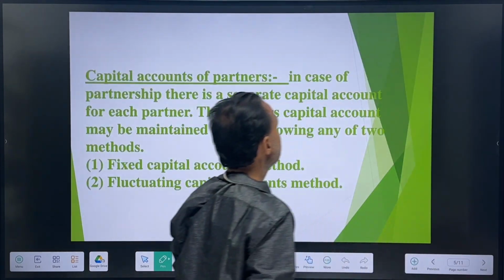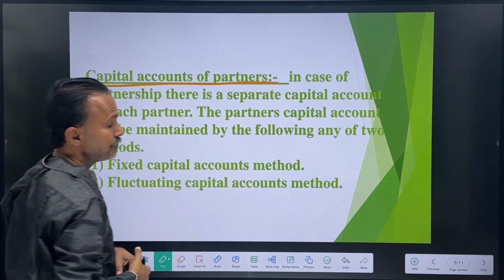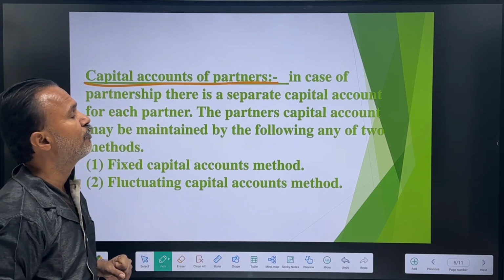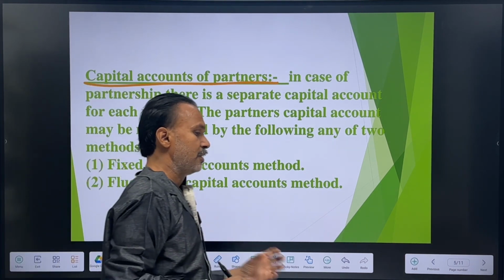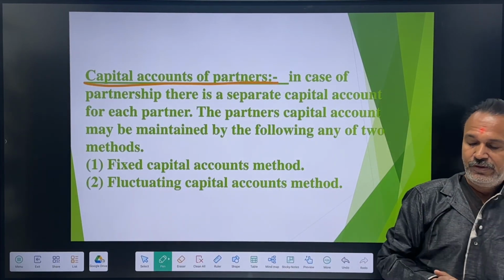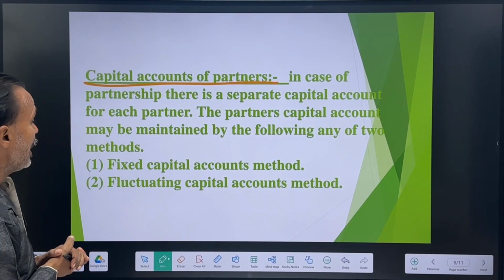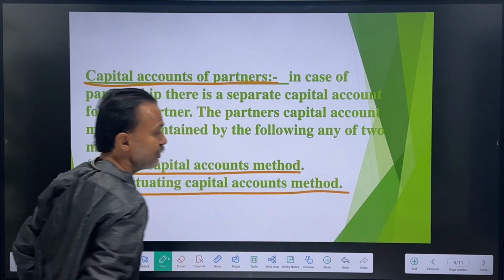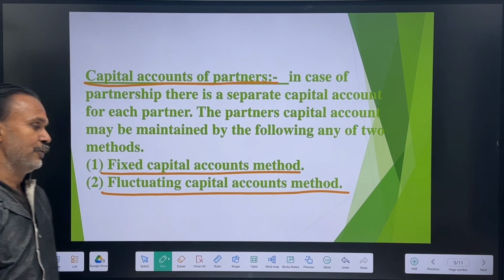Next, capital account of partners. In case of partnership, there is a separate capital account for each partner. If there are 3 partners in the firm, then there are 3 capital accounts. The capital accounts of partners are classified into two parts: first the fixed capital account method, and second the fluctuating capital account method.